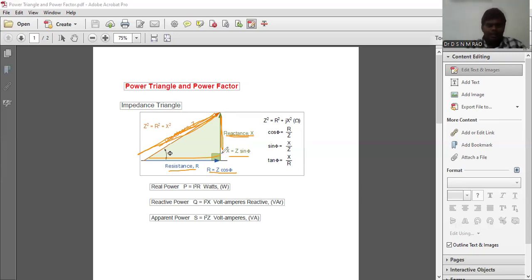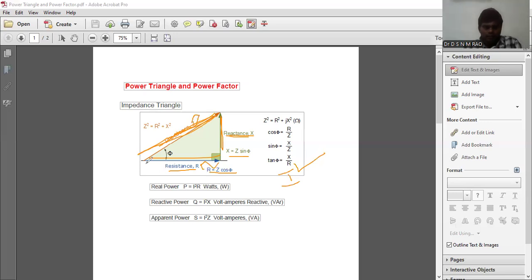How is the power triangle obtained? If we multiply the three sides of the impedance triangle by I squared, then the power triangle will be obtained. So I squared into R, I squared into X, and similarly I squared into Z.